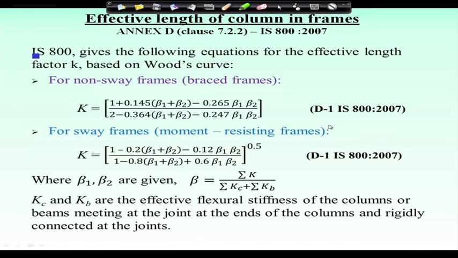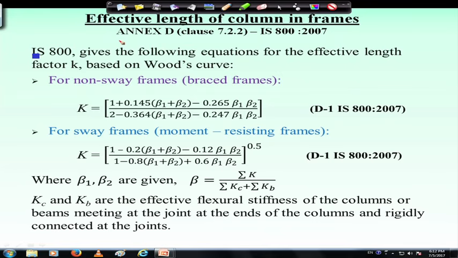Now, another thing we will discuss here is the effective length of a column in a frame, because in practical cases we have to calculate the effective length in a frame. The column member, or compression member, is not separate; it is inside the frame. So, what should be the effective length of a column in a frame? That is given in Annexure D of IS 800:2007, in clause 7.2.2.